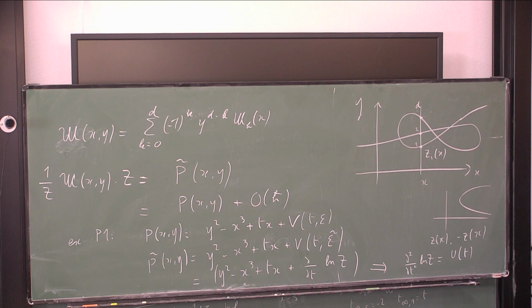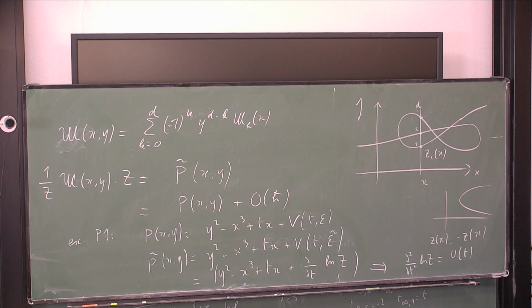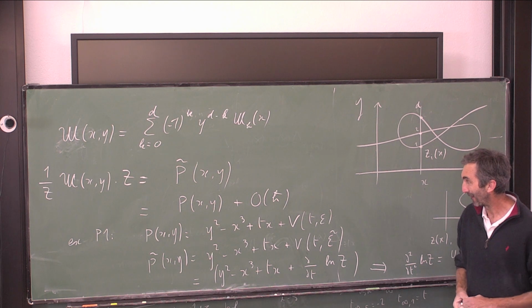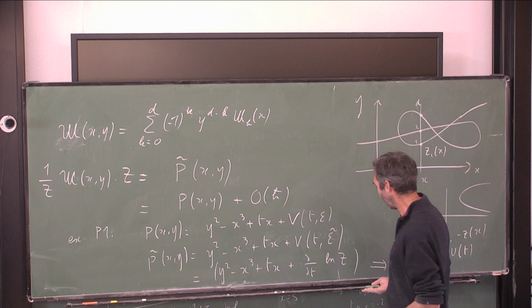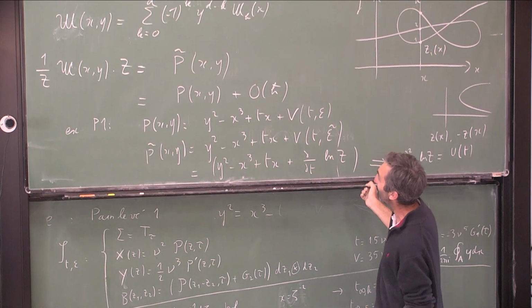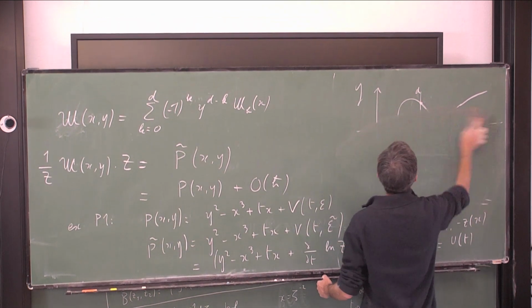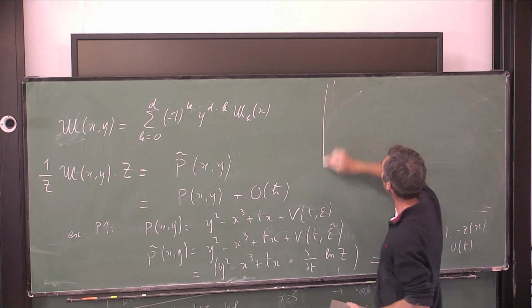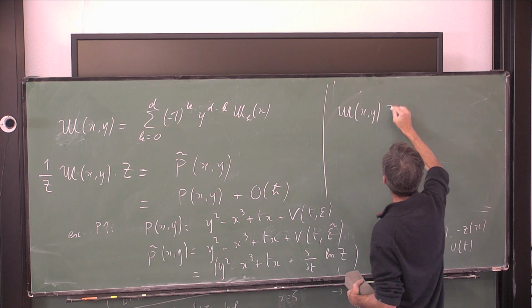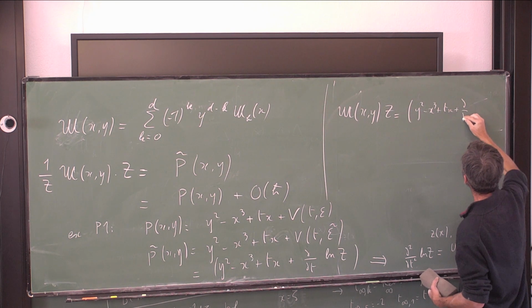Maybe just another question. Do you know if exponential of epsilon tilde will also be a solution of the quantum curve? Sorry? Will exponential of epsilon tilde also be a solution of the quantum curve? In fact, this is something I wanted to do but did not have time to, but let me write the loop equation this way for the V1 case. So for the V1 case, let me write the equation in this way: W of x, y, z equals y squared minus x cubed plus tx plus d over dt Z.